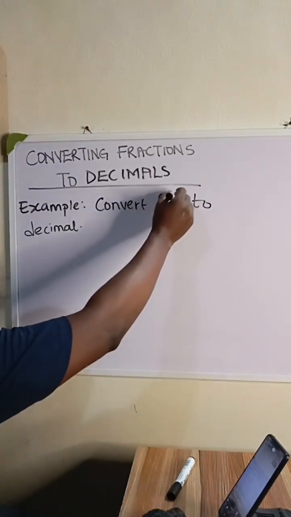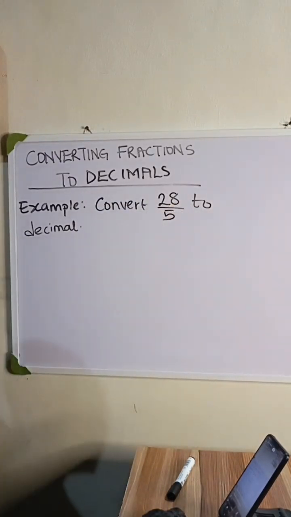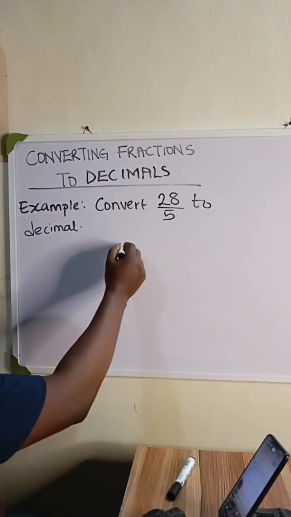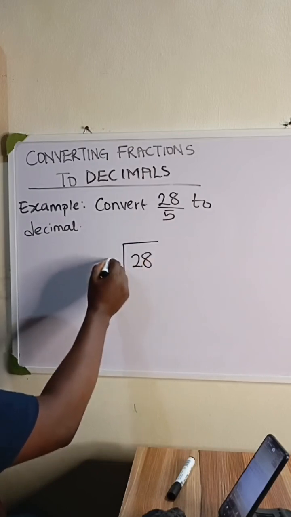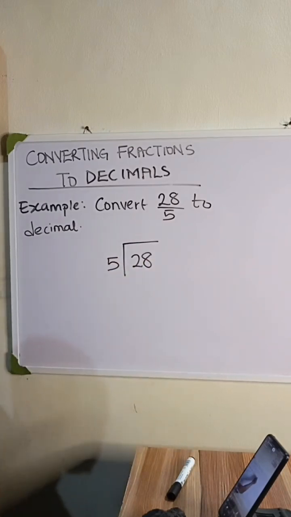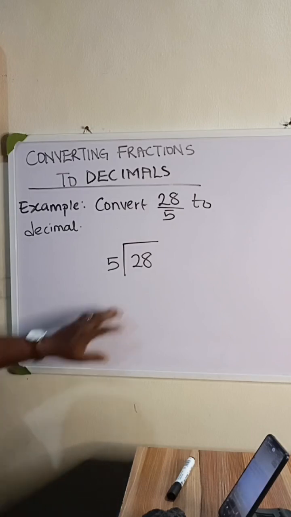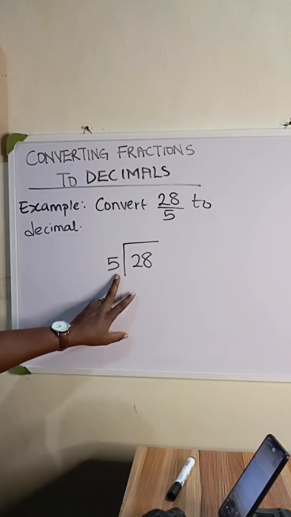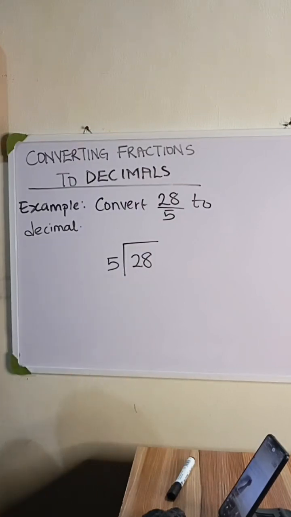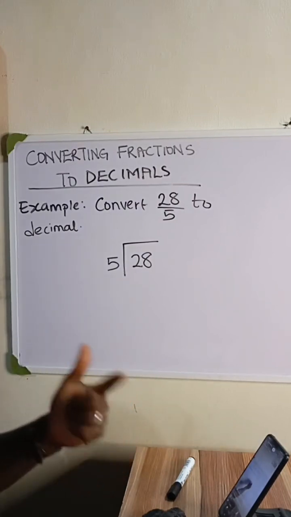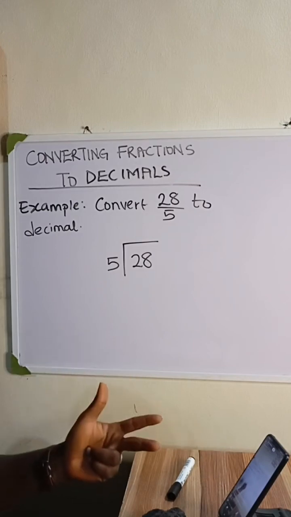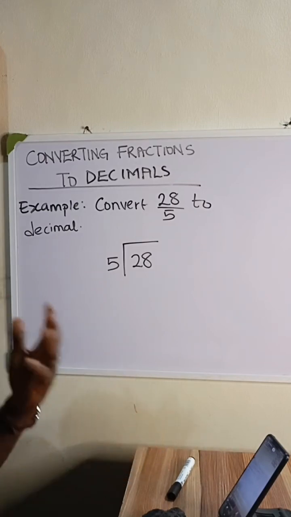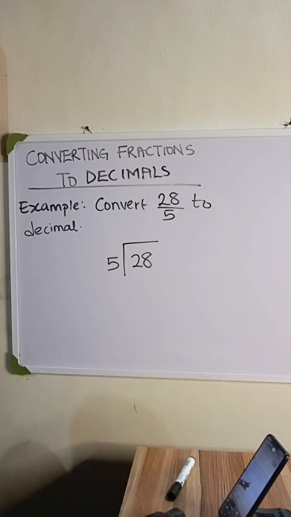28 over 5. So this is another improper fraction because the numerator is larger than the denominator. 28 inside and 5 outside. So here we have 28 divided by 5. So how many 5 can we find in 28? 5 times 1, 5. 5 times 2, 10. 5 times 3, 15. 5 times 4, 20. 5 times 5, 25. 5 times 6, 30. So 30 is bigger than this. So we are stopping at 5 times 5, which is 25.